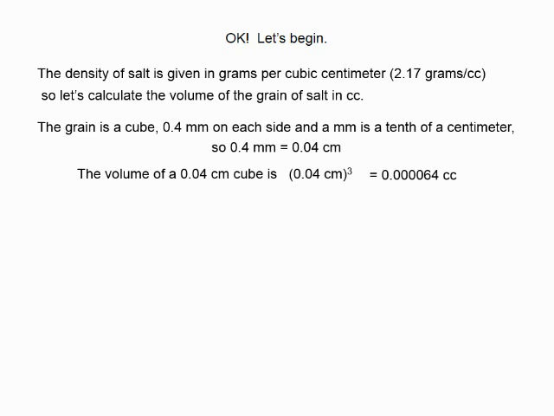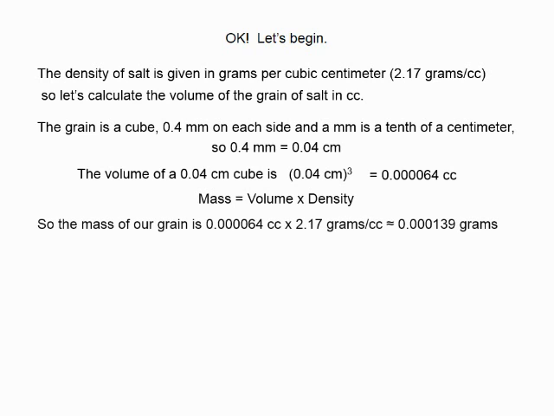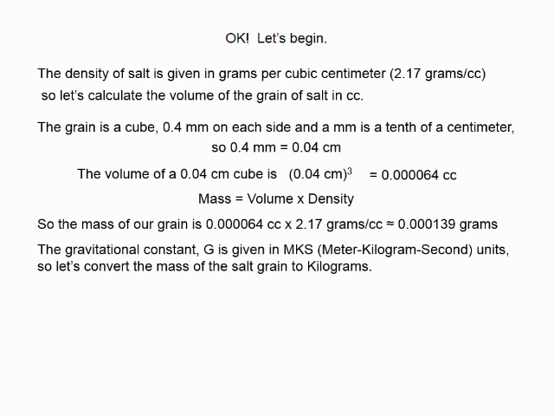0.000064 cubic centimeters. Now mass is equal to volume times density, so the mass of our grain is 0.000064 cubic centimeters times 2.17 grams per cubic centimeter, which is 0.000139 grams. The gravitational constant G is given in meter kilogram second units, so let's convert the mass of the salt grain to kilograms. To convert grams to kilograms, divide by 1,000.